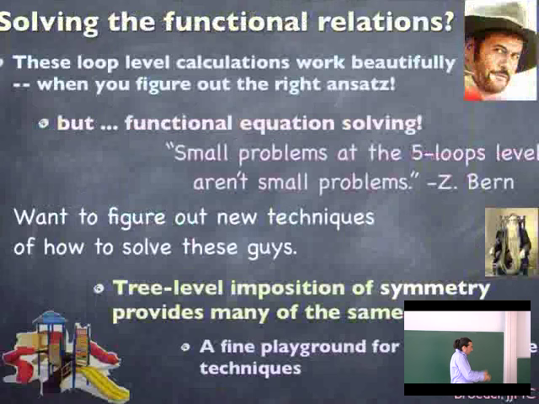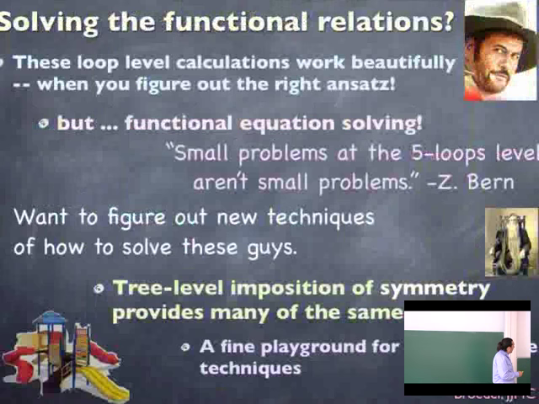But if you're missing a piece, if you're missing a graph, if you're missing expressions of the right kind, especially if you think that things should be local in one way, and it turns out they're local in a completely different way, then you've run into glitches, right? Glitches at two loops is no problem. Glitches at five loops can be a real headache. So we want to figure out new techniques for how to solve these.